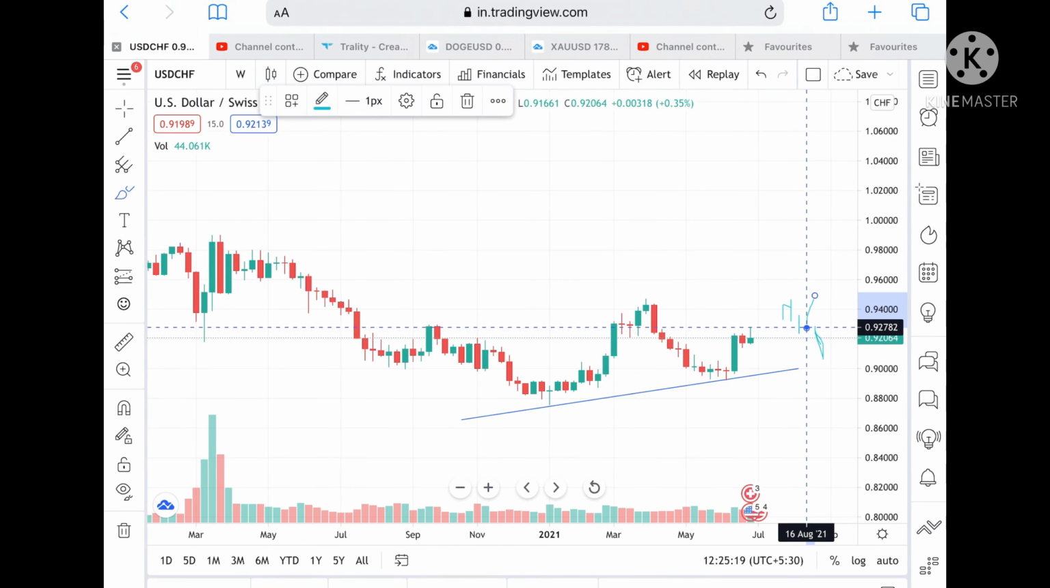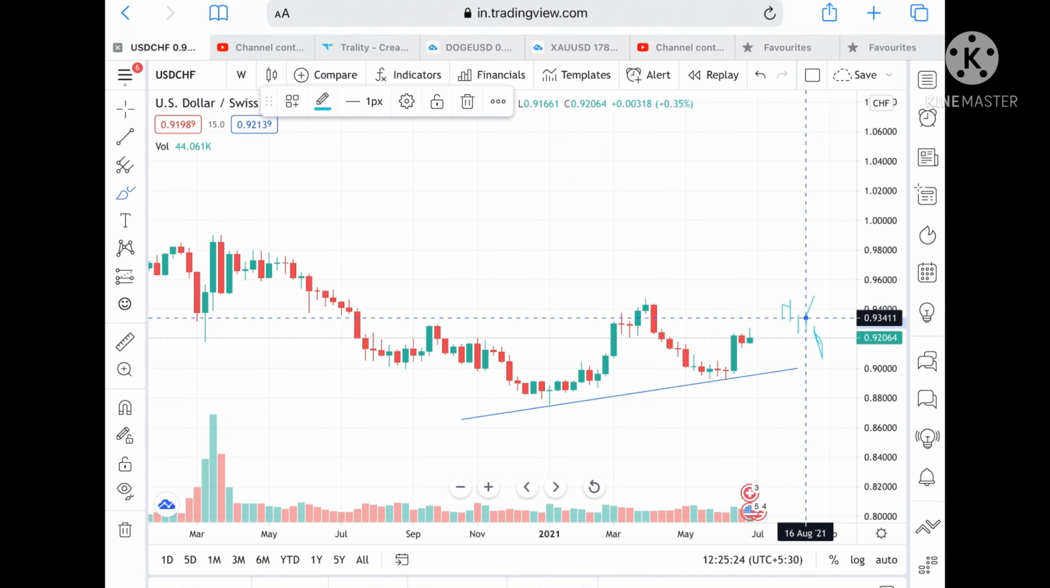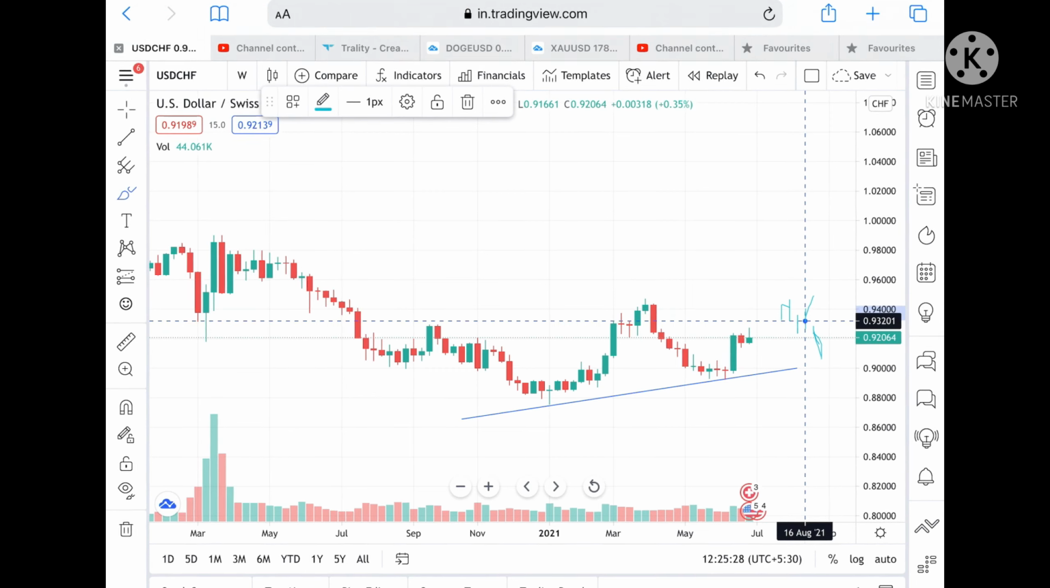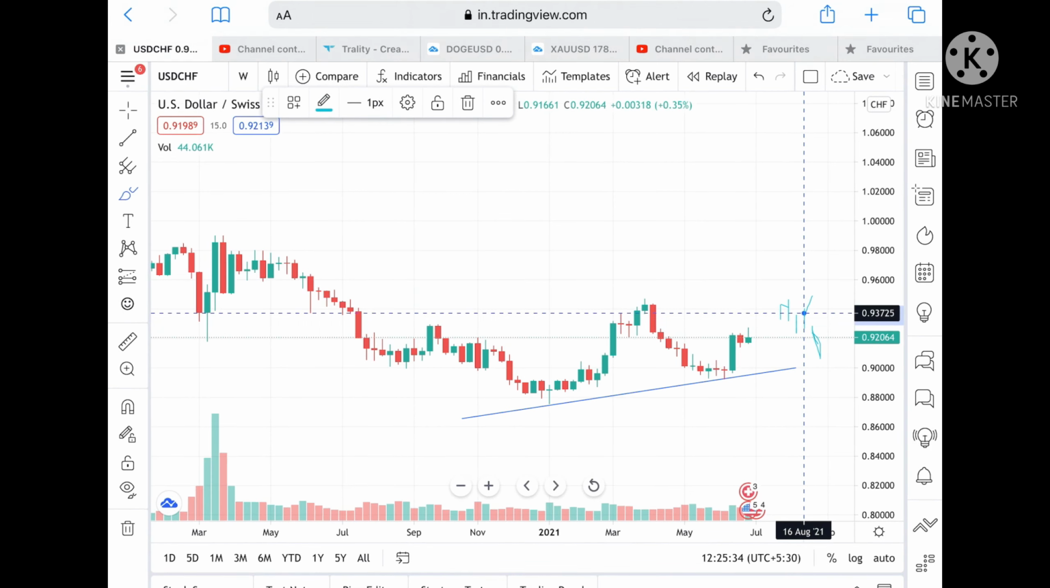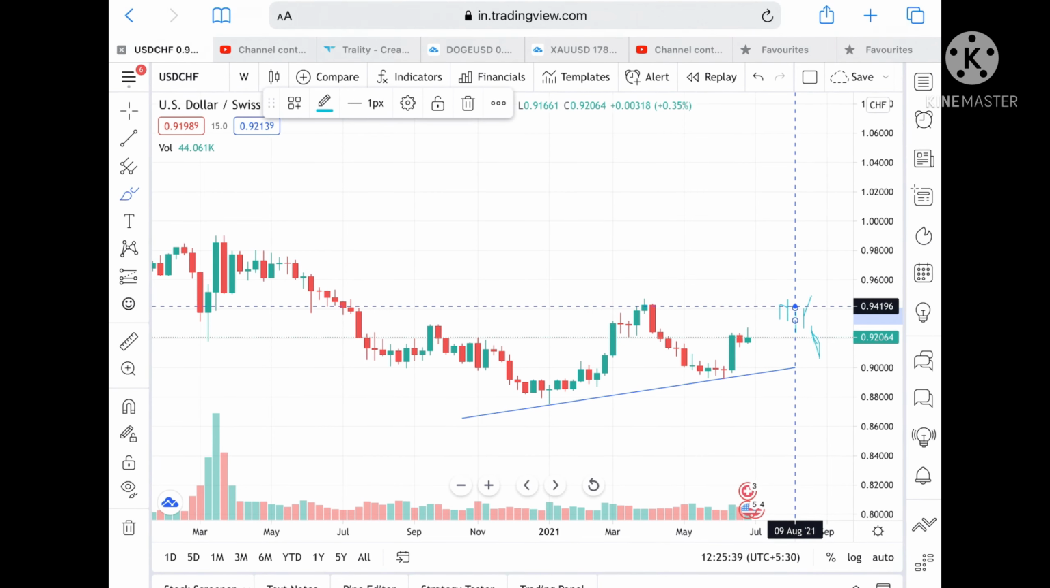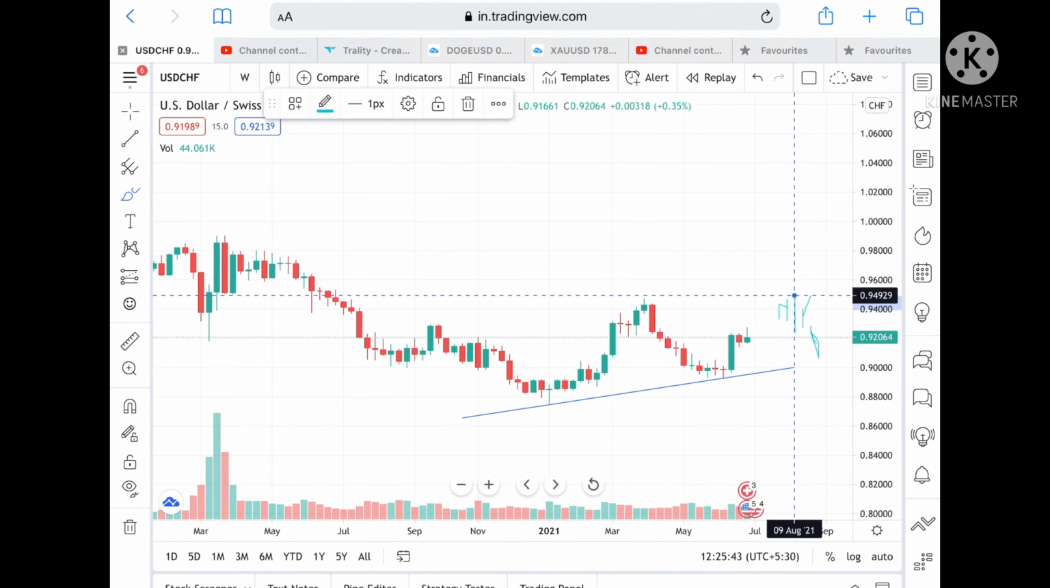0.92782. Okay, then it can touch a level of, suppose if it goes above a level of 0.92835, then chances are high that it can touch a level of 0.93201, and from there it can touch a level of 0.93725, and if it stays above that level, then chances are high that it can touch a level of 0.94196, and from there it can touch a level of 0.94771.